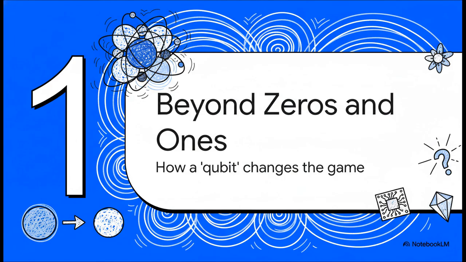Okay, so let's get right down to it. What's the fundamental difference between the computers we use today and these new quantum cousins? Well, it all starts with one single game-changing idea, the quantum bit, or as everyone calls it, the qubit.